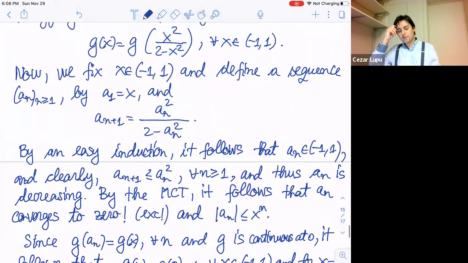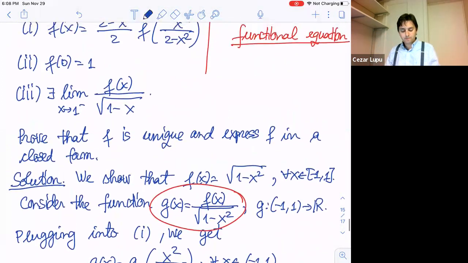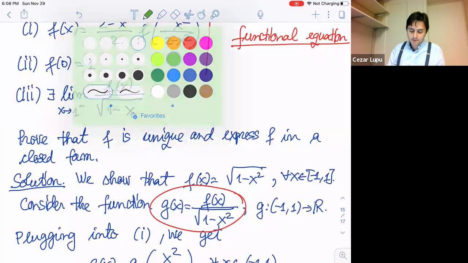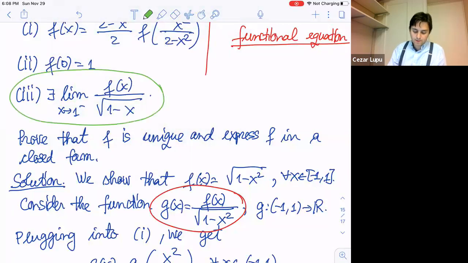Surprisingly, we haven't used the third condition, so it's superfluous. So this condition has nothing to do with the problem. Anyway, that's surprising.